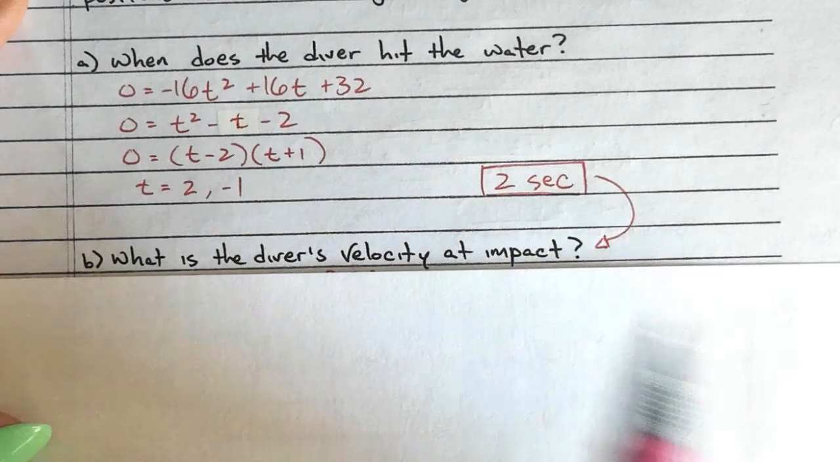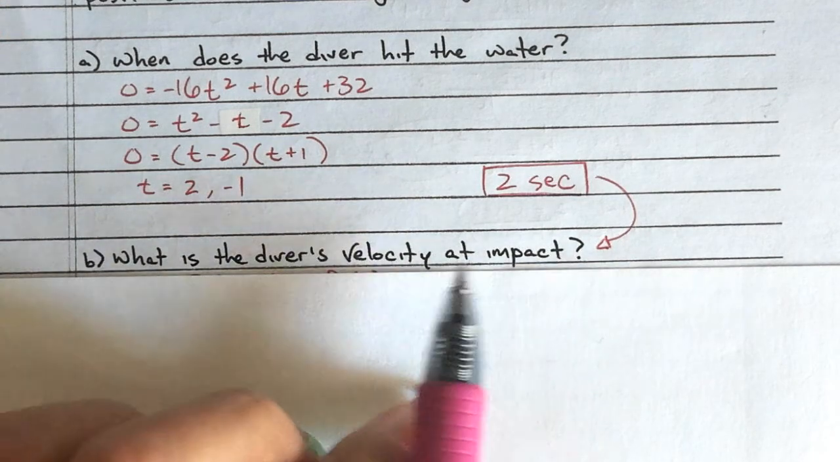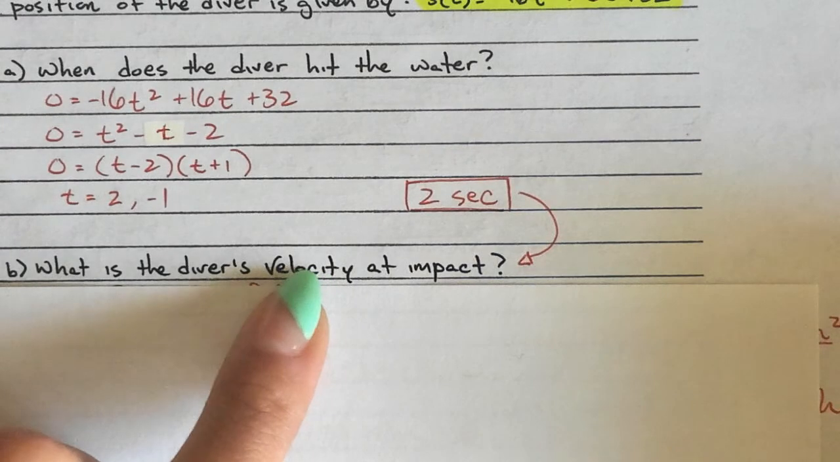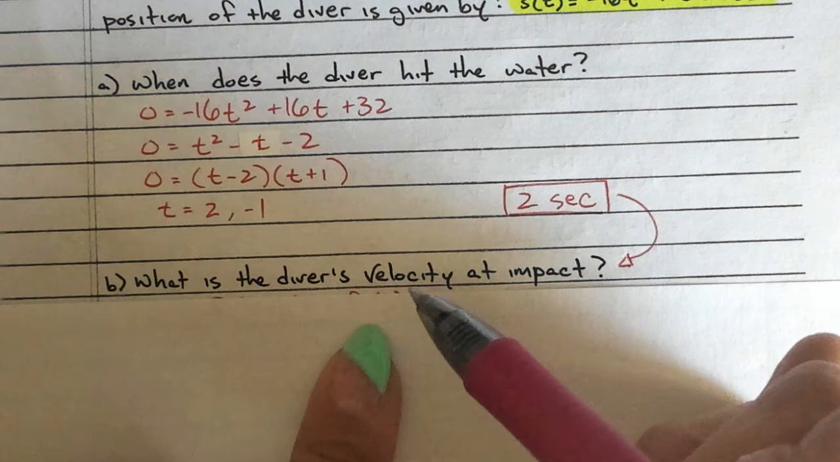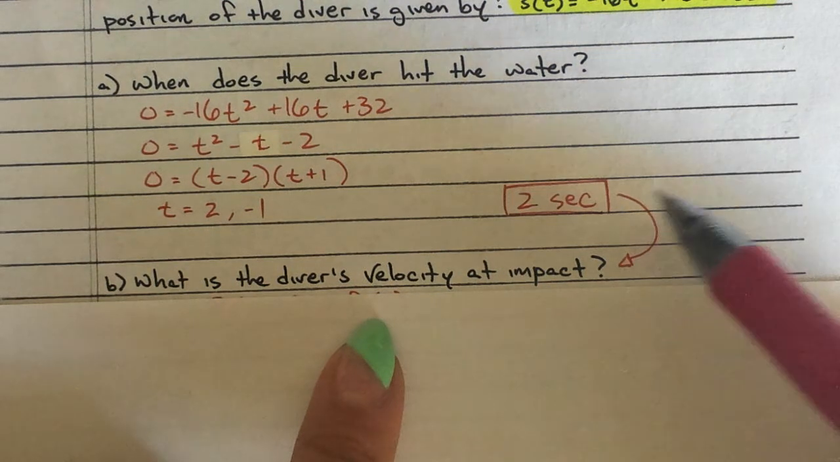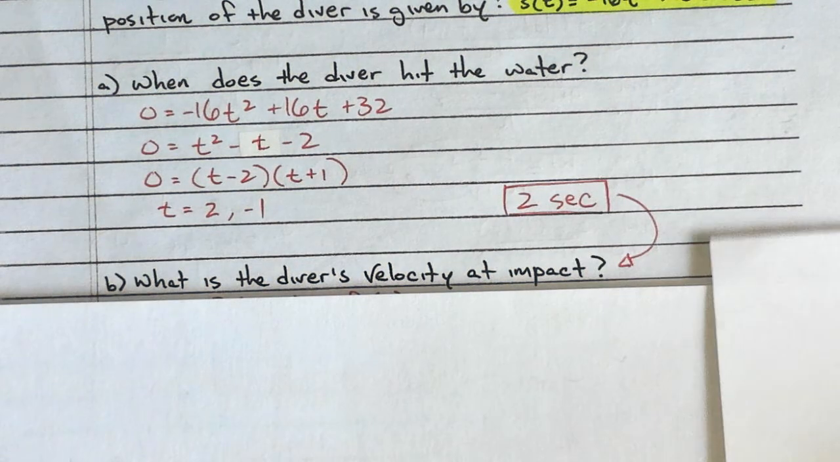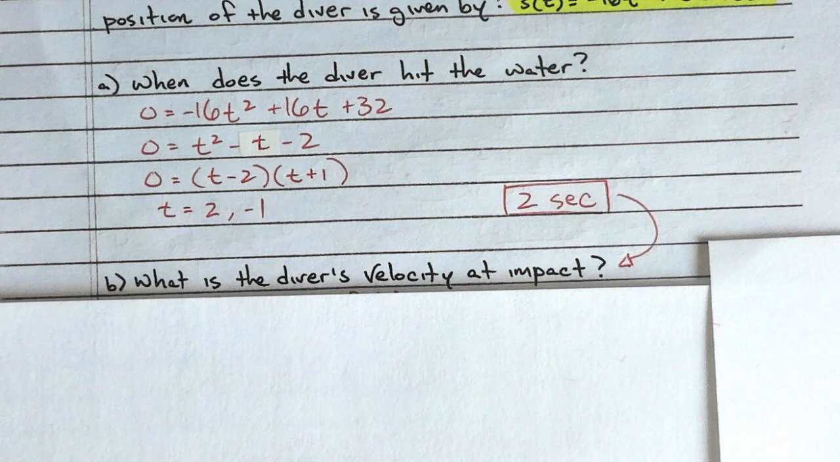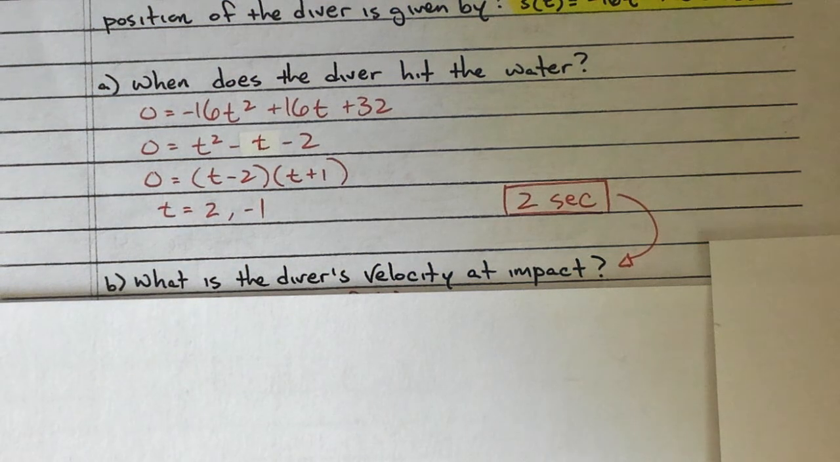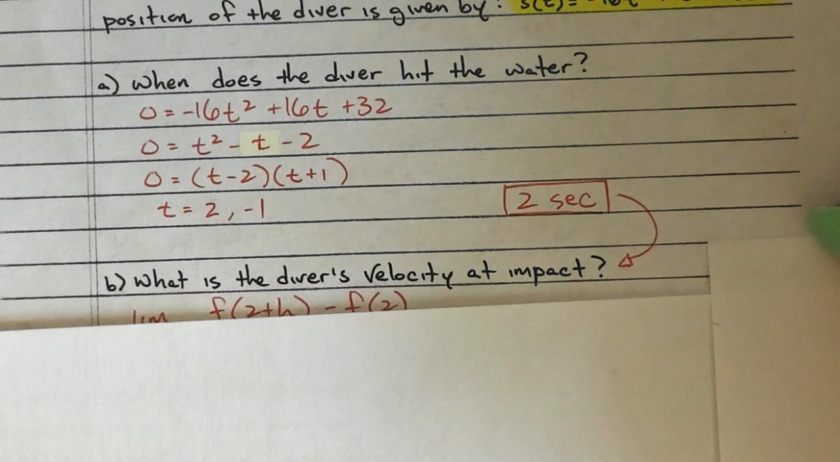What is the diver's velocity at impact? We want to know his velocity, and we want to know that at time equals 2 because that's when he impacts the water. So in order to do number 2, this part, B, you have to do A, right? So that's why I put a little arrow. Okay, so this is velocity, which is a kind of speed, all right? So velocity is still like miles per hour, whatever.